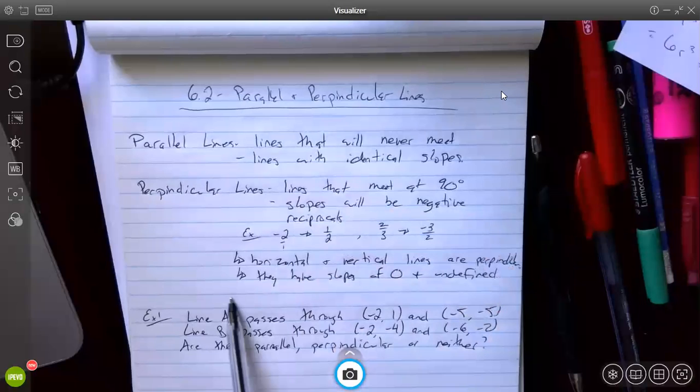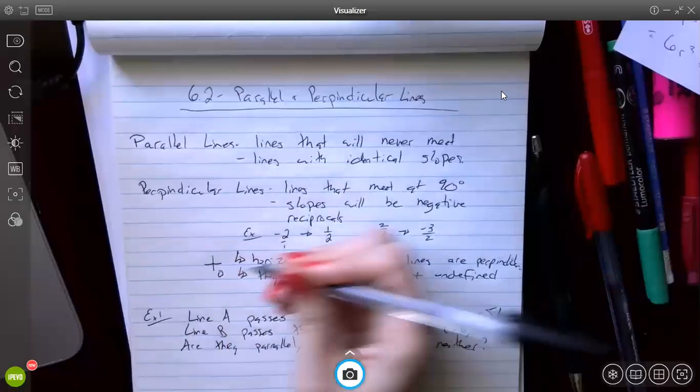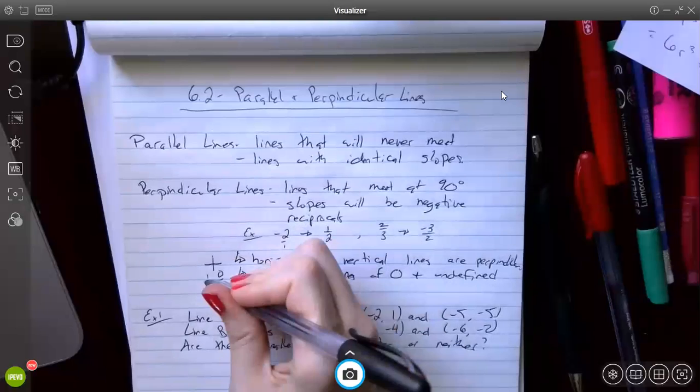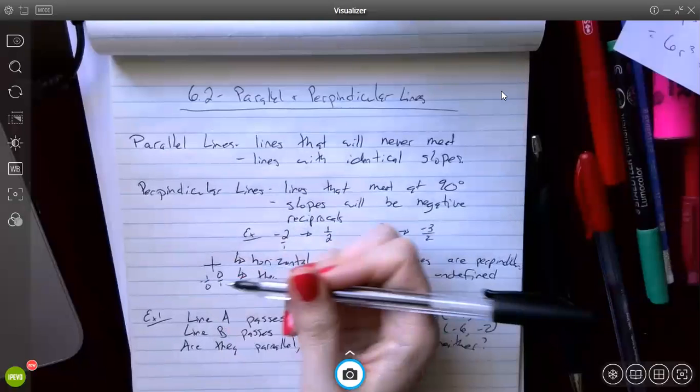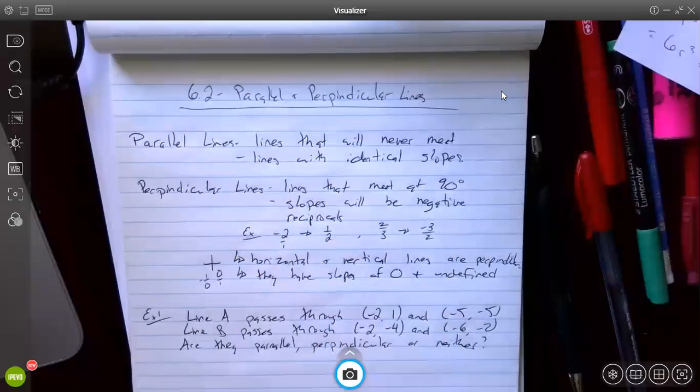The one kind of difference with this is horizontal and vertical lines, which are also perpendicular, so like a horizontal line and a vertical line. The horizontal line will have a slope of 0, as we talked about yesterday. The vertical line would have a slope that is undefined, because if I take 0 and I try and make the negative reciprocal of it, so 0 is really like 0/1, if I try and do -1/0 in your calculator, that is undefined, because no number can be over 0.